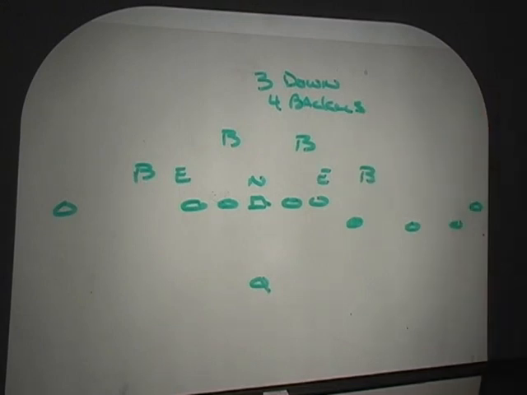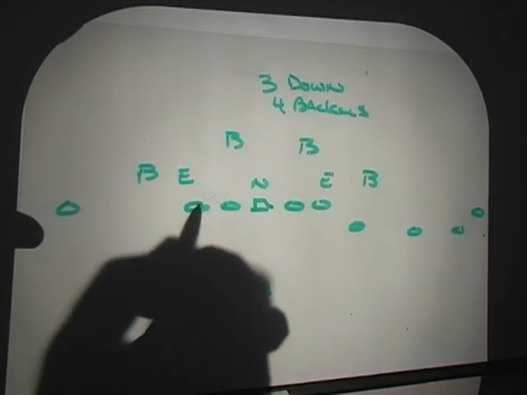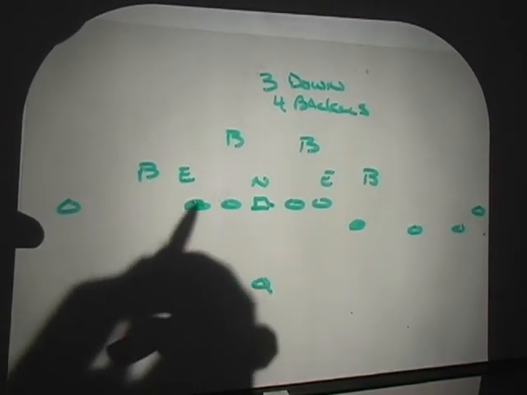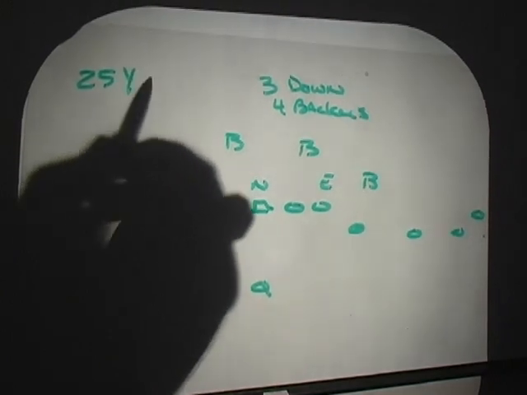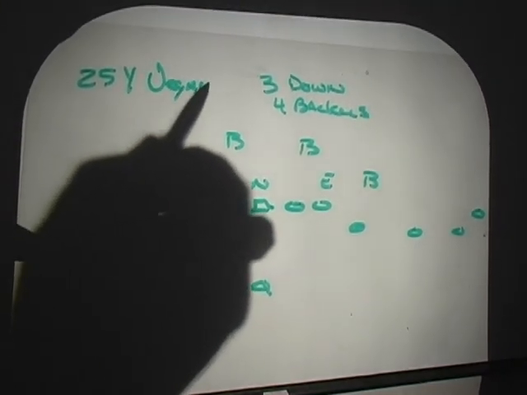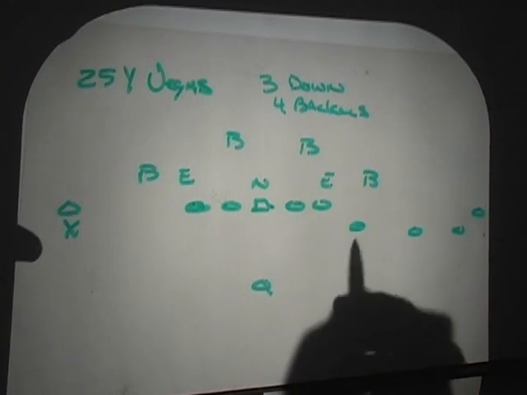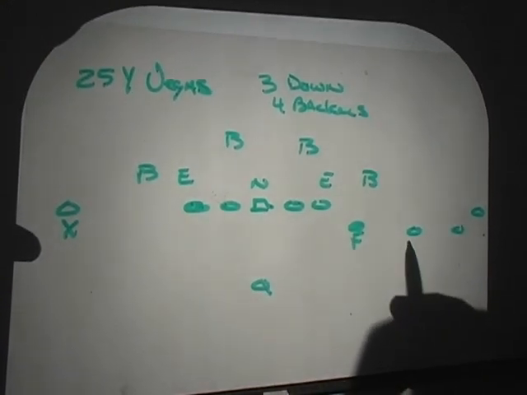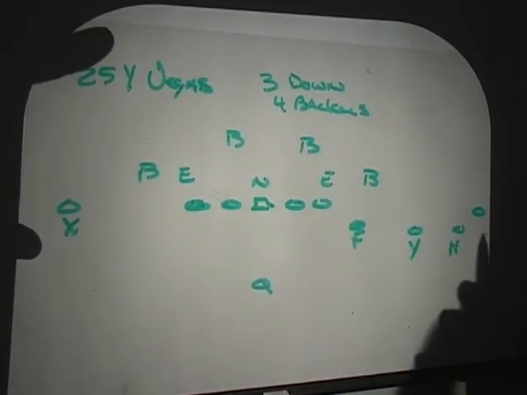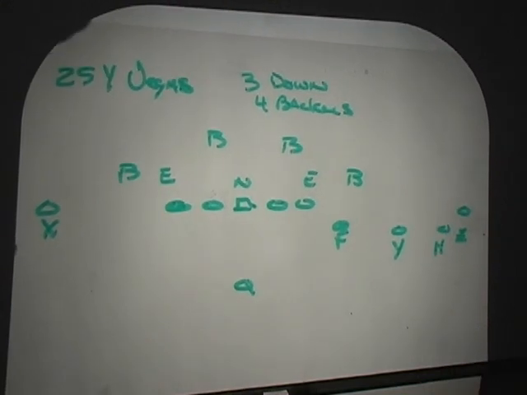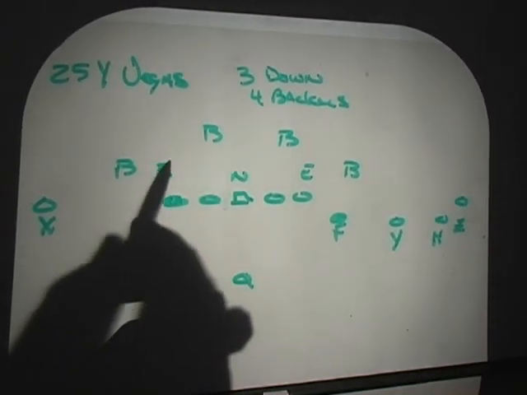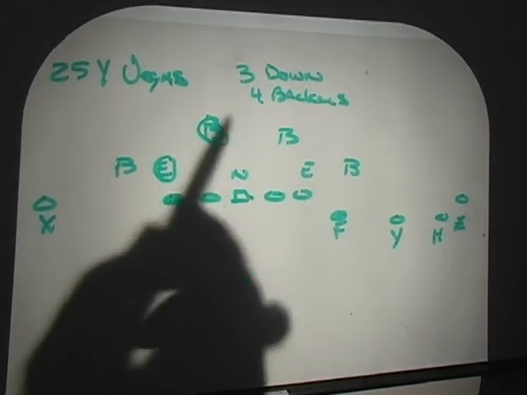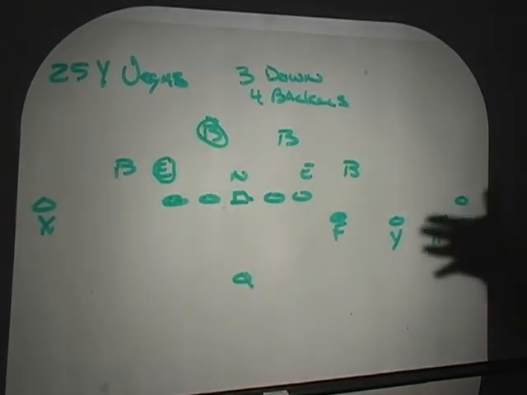So, in essence, this guy has got to block play side tackle because we're going to run 25 Y Vegas. This is our X. This is our F. This is our Y. This is our H. This is our Z. All right, we're going to run 25 Y Vegas. So this guy has to understand he's got to collect either that guy or that guy. There's no decision. He's got to do that.